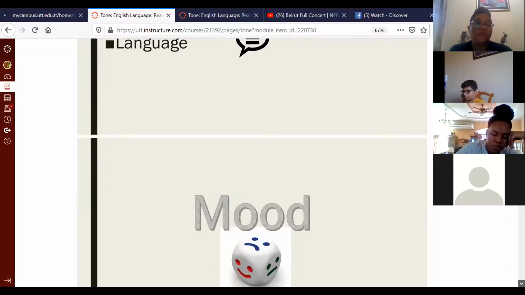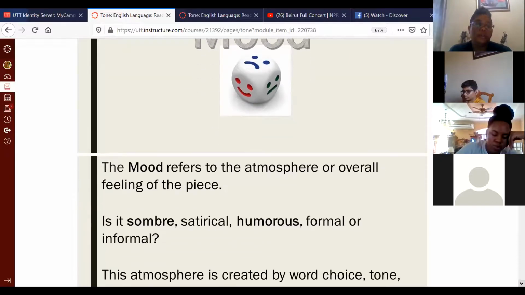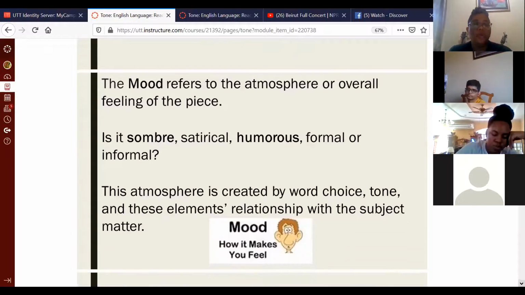So when we talk about mood, the mood is how the piece of writing makes the person feel. It's the feeling, right? It's a kind of paralinguistic communication in the writing, right?